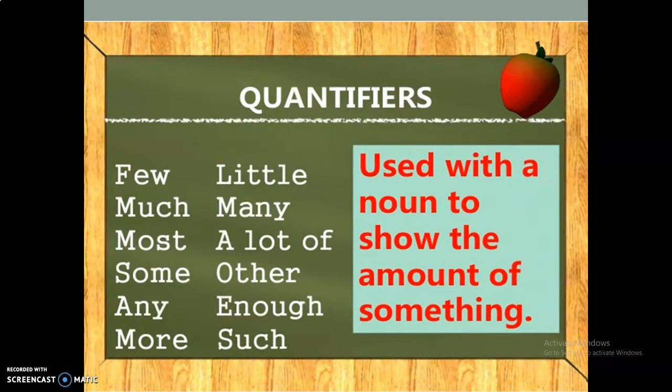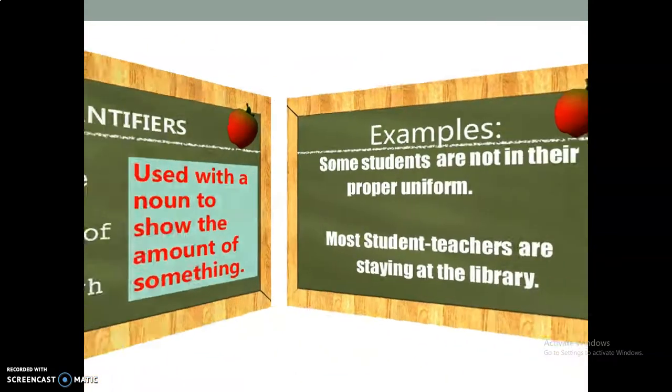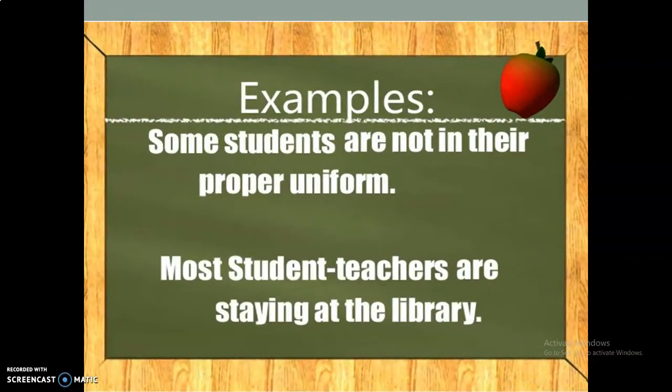Quantifiers: few, little, much, many, most, a lot of, some, other, any, enough, more, such. They are used with a noun to show the amount of something. Examples: some students are not in their proper uniform. Most students and teachers are staying at the library.